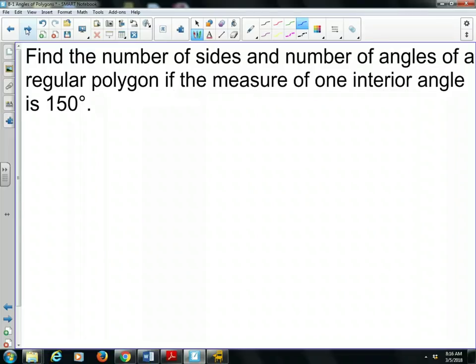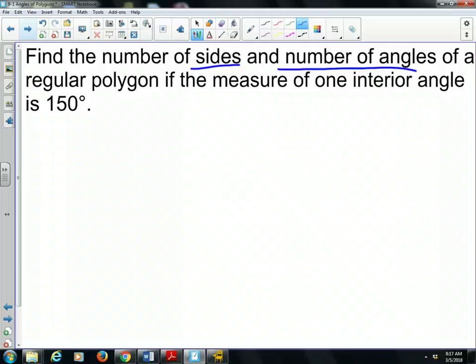All right, let's try another one. Find the number of sides and the number of angles of a regular polygon if the measure of one interior angle is 150. So this time I'm solving for a different variable. I want to find the number of sides and the number of angles, which again is going to be the same. If a pentagon has 5 sides, it has 5 angles. If an octagon has 8 sides, it also has 8 angles, right?